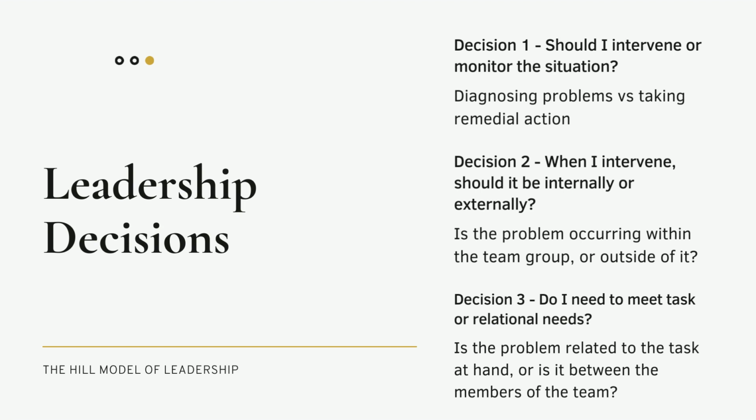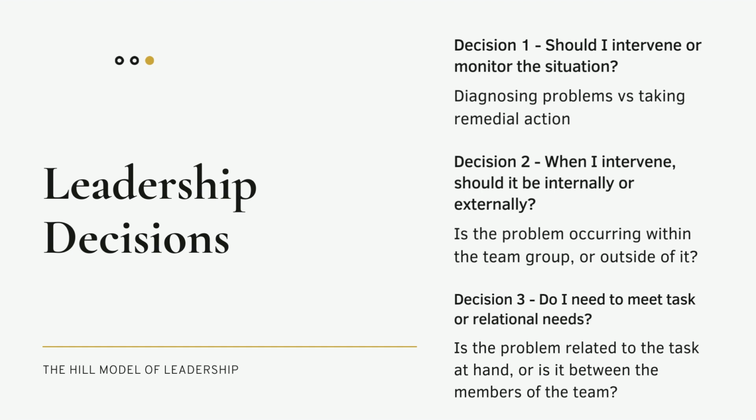So, let's dive into how leaders make decisions. As depicted in the Hill model, there are three main decisions team leaders have to make when addressing team issues. Decision number one is, should I intervene or monitor the situation? Monitoring might include diagnosing problems versus intervening, which is taking remedial action. If a leader decides that they're just going to monitor the situation, then they won't move on to decisions 2 and 3. They'll just continue doing what they're doing and monitoring things to decide whether they need to take action at a later date.